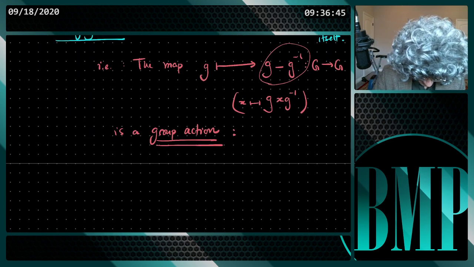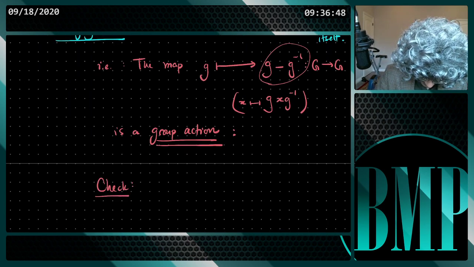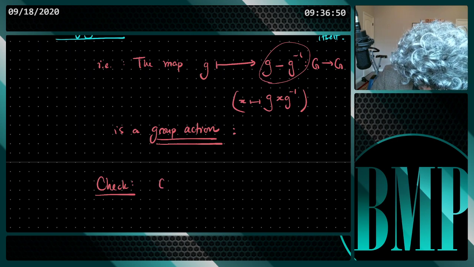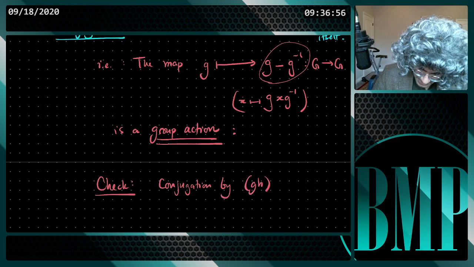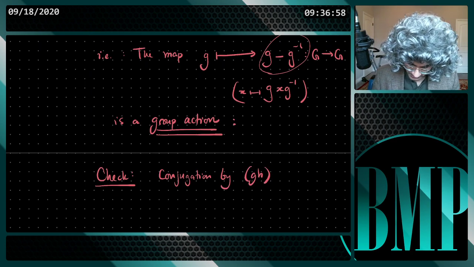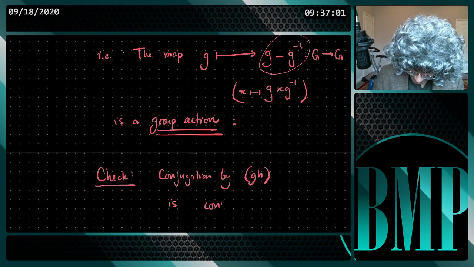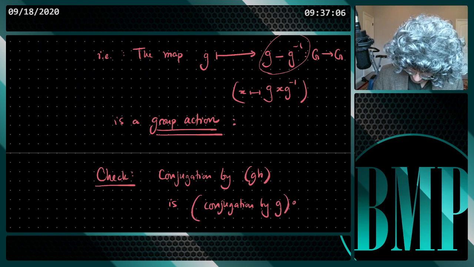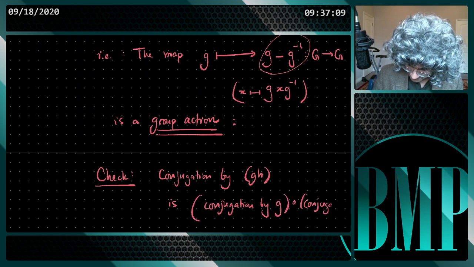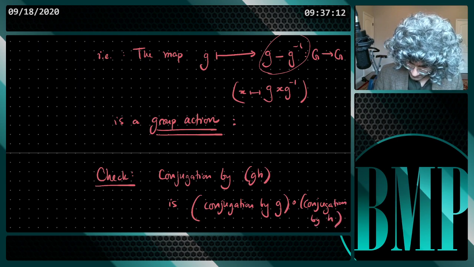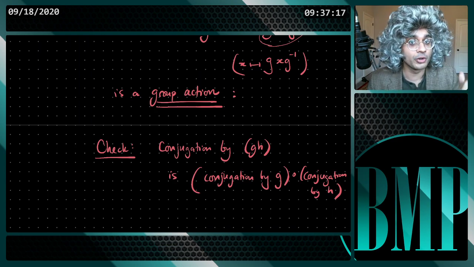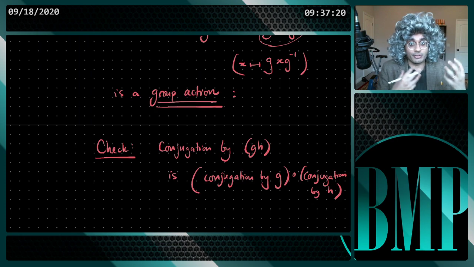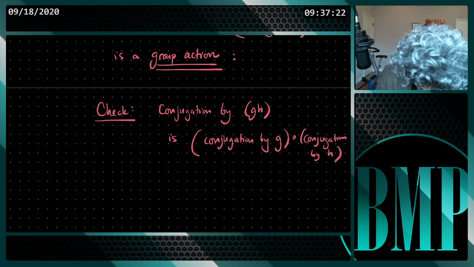So what we have to check is that conjugation by G times H is conjugation by G composed with conjugation by H. That's what we need to check in order for conjugation by blank to be a group action of the group on itself. Okay, so let's check this.